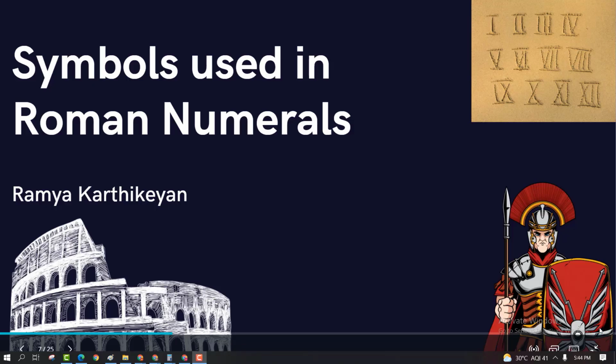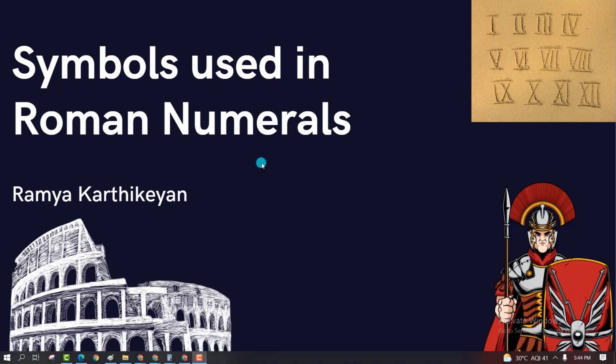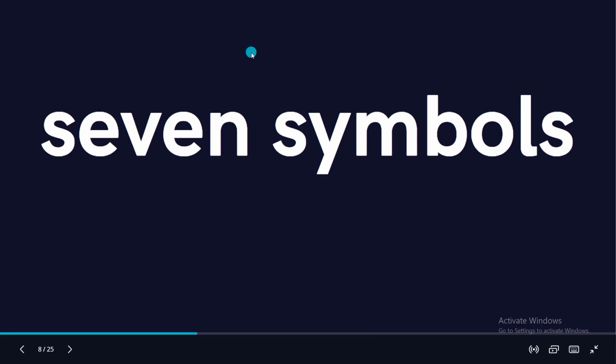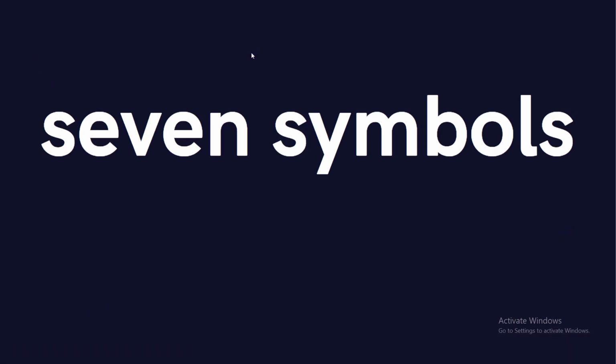In this video, we are going to learn about the symbols used in Roman numerals and the rules to use each and every symbol. In Roman numerals, we have 7 symbols, and we can't use all of them together with the same rules. There are different rules for each one. So, in this video, we learn about the rules and how to use the 7 symbols.